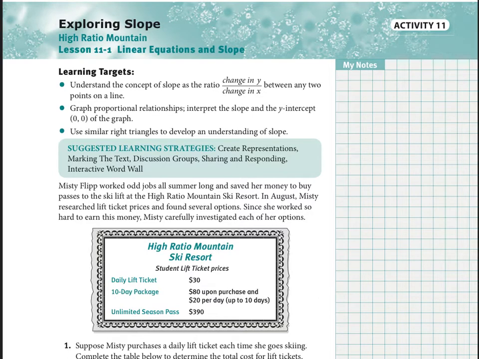All right, guys, let's get into lesson 11.1 here, linear equations and slope. So some of our learning targets, we're going to understand the concept of slope as a ratio. It's a change in y over the change in x between any 2 points on a line. And then we will graph proportional relationships, interpret the slope and y-intercept of the graph. And we can also use similar right triangles to develop an understanding of slope as well. So let's get right into it.